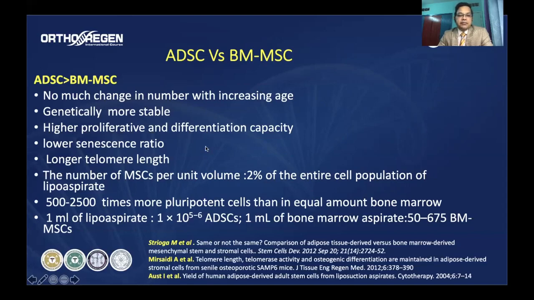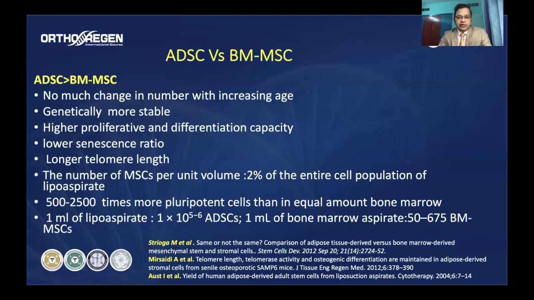If you compare the number of stem cells per unit volume, in adipose tissue 2% of the entire cell population of lipoaspirate is actually the adipose-derived stem cell. And the number is around 500 to 2500 times more pluripotent cells than in an equal volume of bone marrow. One ml of lipoaspirate has around 100,000 to 1 million adipose-derived stem cells, while on the bone marrow side, 1 ml has 50 to 675 stem cells.